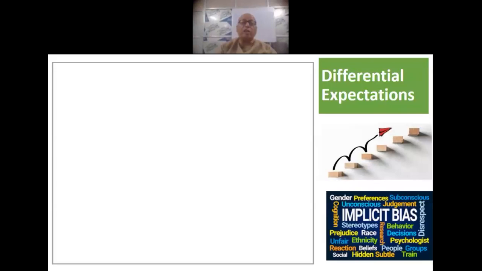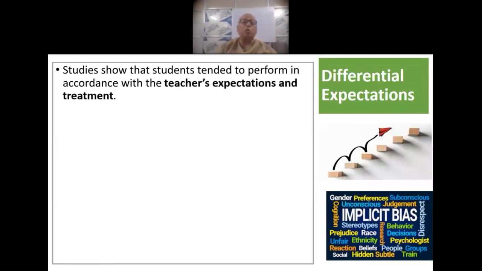Now you will see there are different expectations. What does it mean? Studies show that students tend to perform in accordance with the teacher's expectation and treatment. Suppose you have two children. The elder child gets 90 marks, so what will the parents do? They say, "Son, study well, you can get the first rank." And suppose you have another boy who is in the 5th class and he brings only 10-15 marks. So what will you say? "Son, at least pass."